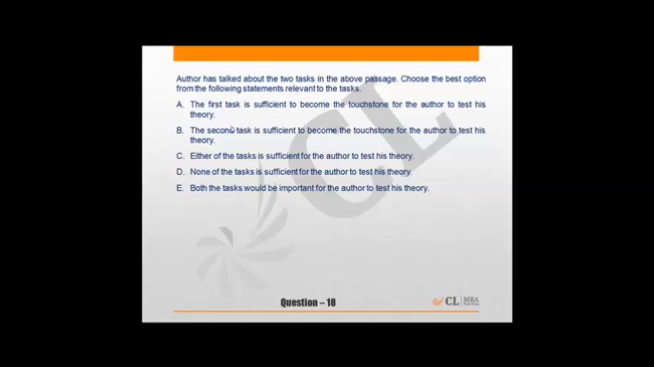Now option A says the first task is sufficient. This is incorrect. Both the tasks are equally important, and both of them are required to be done, and therefore option E is the answer. Both the tasks would be important for the author to test his theory. All other options are limited. Option B says the second task is sufficient. This is also incorrect. Either of the tasks is sufficient, incorrect. None of the tasks is sufficient, incorrect. So the answer to this question is option E.